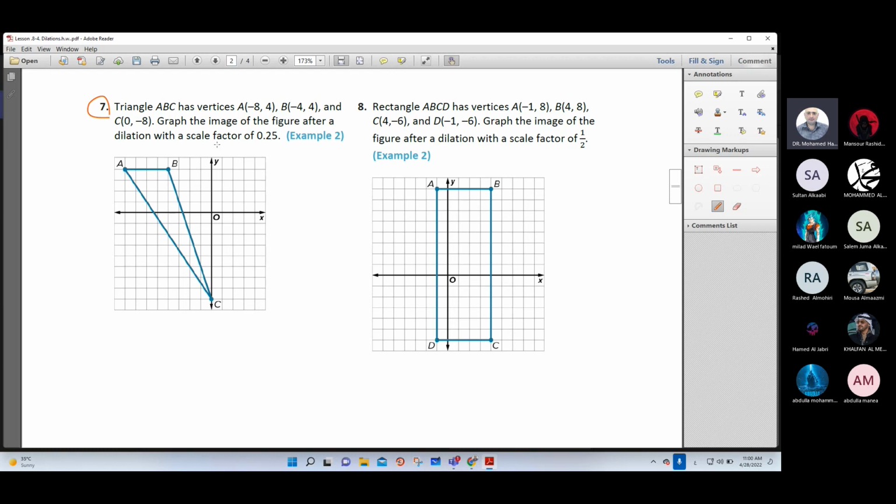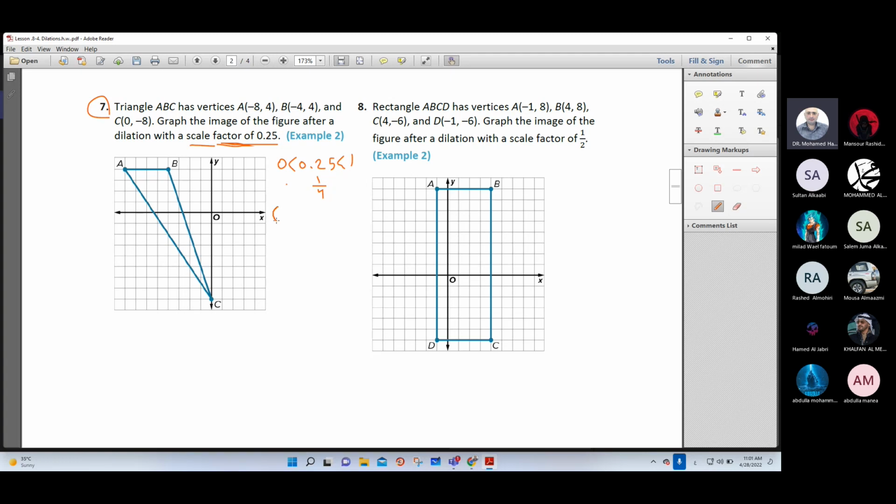Okay, thank you, Mansour. As you see here, the scale factor is 0.25. This is between 0 and 1. So who can tell me what the dilation is here? Reducing. Okay. Now, 0.25 means 1/4.